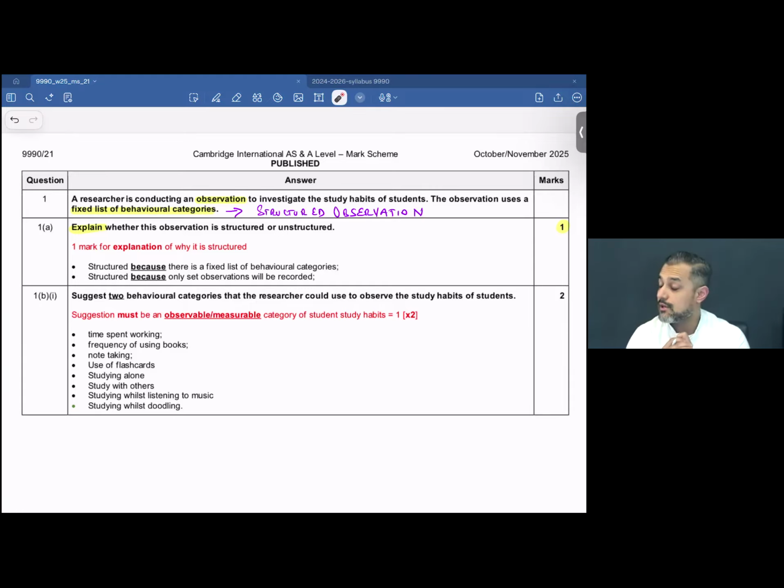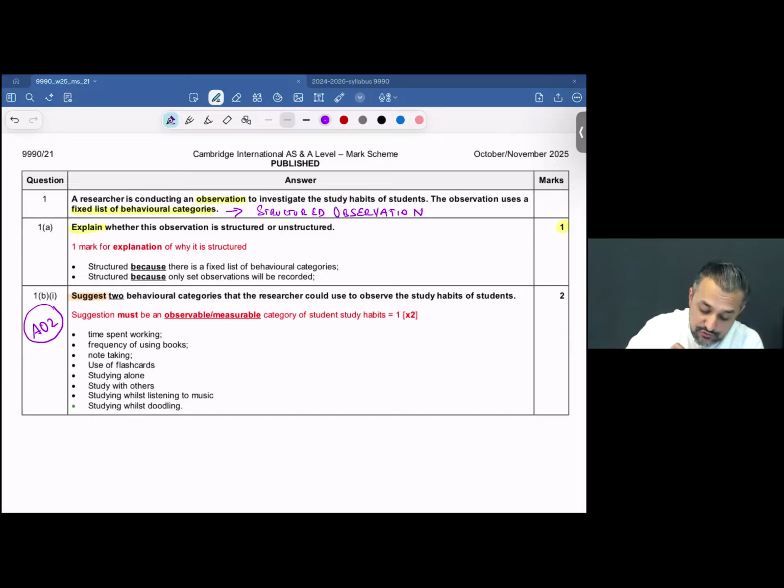So if the command word is explain, you might as well explain. That's number one. Number two, let's move on to the second part over here. That is 1B part one. Suggest. Now, this question where you are asked to suggest is again tapping on AO2, where you're expected to apply the knowledge that you've gained through research methods. Suggest two behavioral categories that the researcher could use to observe the study habits of students.